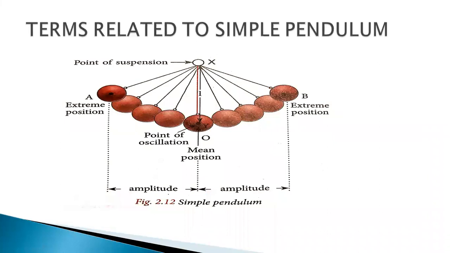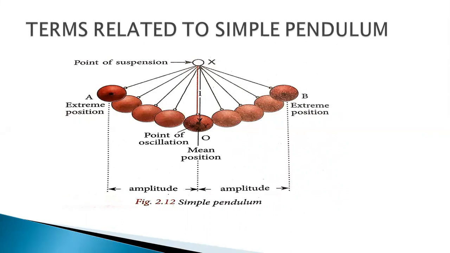Some of the terms which are related to the simple pendulum. The first one is the point of suspension. The point of suspension is a fixed point in a rigid support from which the pendulum is suspended. So here is the point of suspension. It is a fixed point, the rigid support from which the pendulum is suspended. This is the same pendulum, but we have shown the position of the pendulum at some time t.